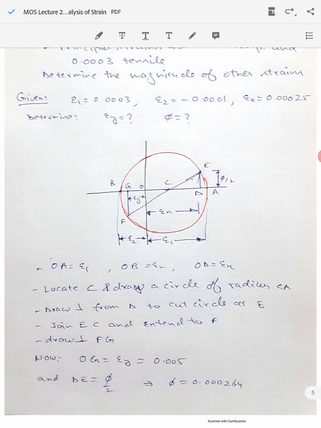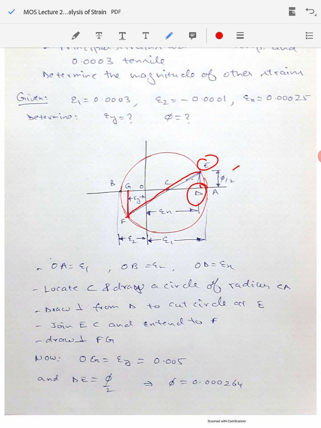After getting the circle, we will first mark the value of epsilon x. So epsilon x is equal to OD. You locate the position of D from the origin, equal to epsilon x, because this value is given to you. From D you draw a perpendicular which will cut the circle at point E. You join E to C and extend it further so that it will cut the circle at point F, and from point F you draw again a perpendicular on the horizontal axis which will cut the horizontal axis at point G.